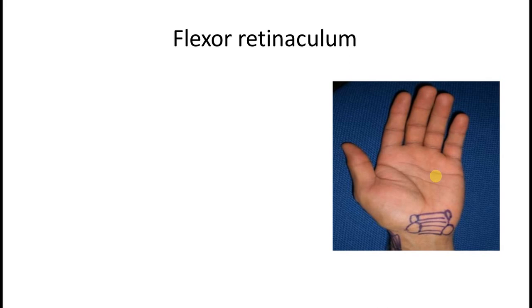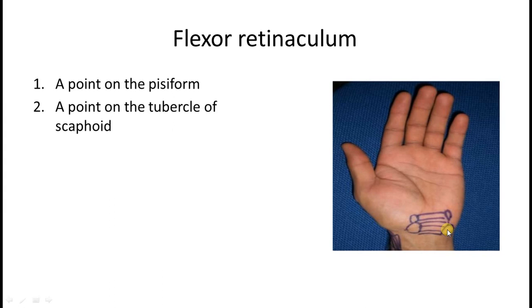Next is the flexor retinaculum. It is marked by 4 points and 2 lines which are 2 centimeters apart. One is a point on the pisiform bone, another point on the tubercle of the scaphoid. You draw a curved line with the curve facing downwards.